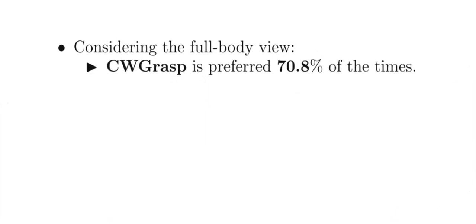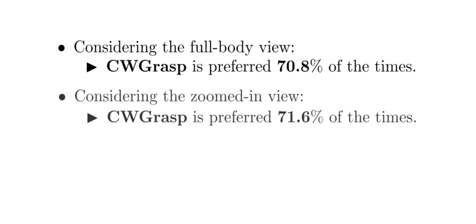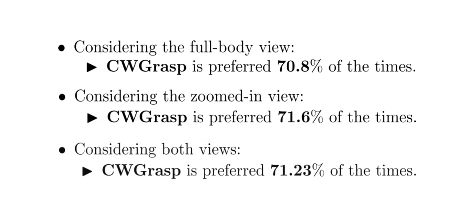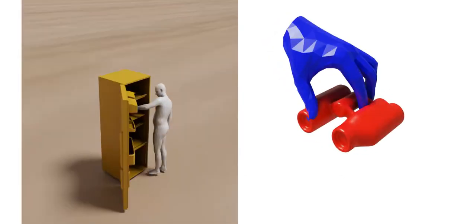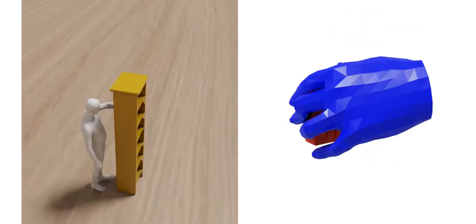CW Grasp is preferred 70.8% of the time considering the full-body view, 71.6% of the time considering the zoomed-in view, and 71.23% of the time considering both views. Therefore, CW Grasp produces grasps that are perceived as significantly more realistic, while requiring 500 fewer body samples and running 16 times faster. As a closing remark, note that CW Grasp can uniquely generate both right and left-hand grasps.